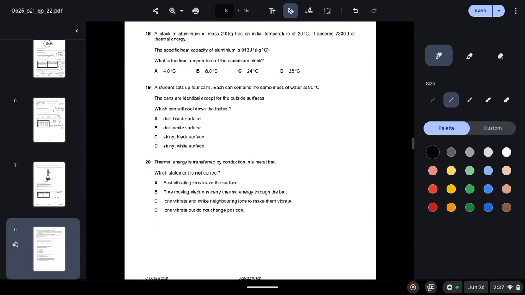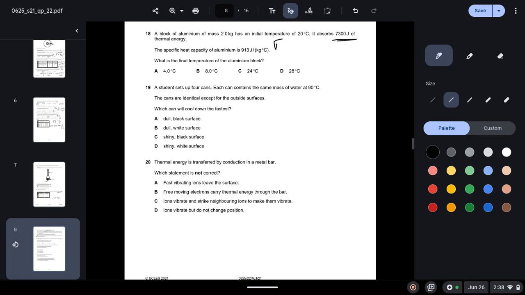A block of aluminum of mass 2 kg has an initial temperature of 20 Celsius. It absorbs 7300 joules of thermal energy. The specific heat capacity of aluminum is 913 joules per kilogram Celsius. What is the final temperature of the aluminum block?